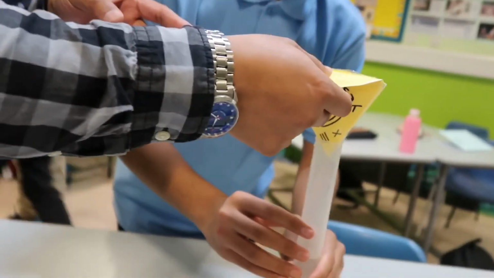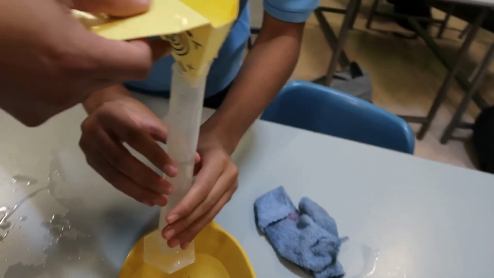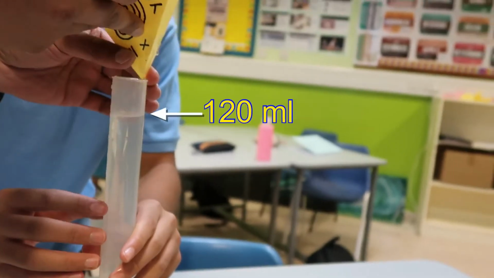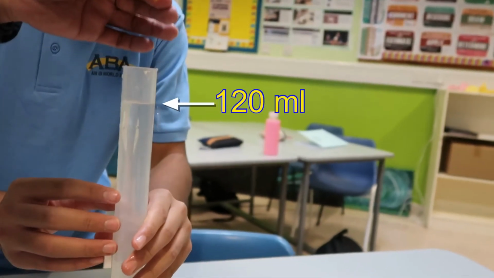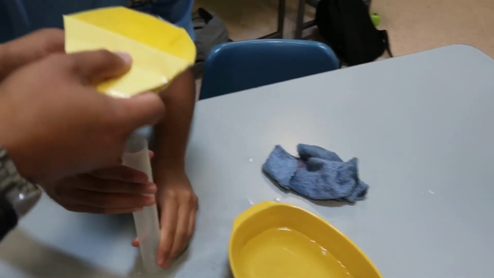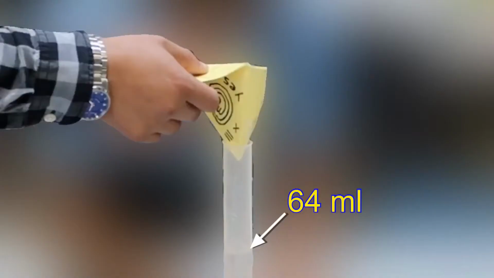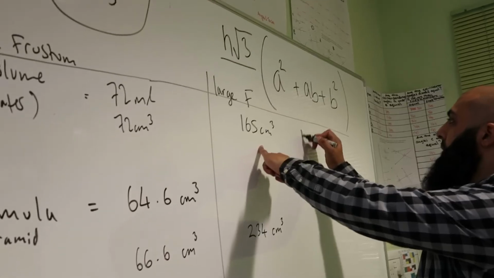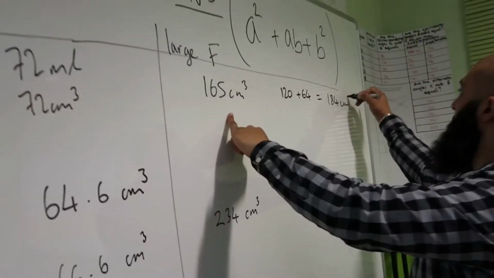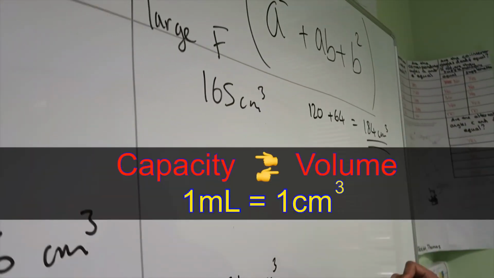I think it's an ingenious problem. At this point, students haven't received any formulae to work out the volume, just to explore it themselves. So the first round gave us 120 milliliters of water, and then that had to be poured out. And the second round, the remaining amount of water, gave us 64 milliliters. So that together gave us a total of 184 milliliters. Well, 1 milliliter is equal to 1 centimeter cubed, volume to capacity, and hence we got 184 centimeters cubed.